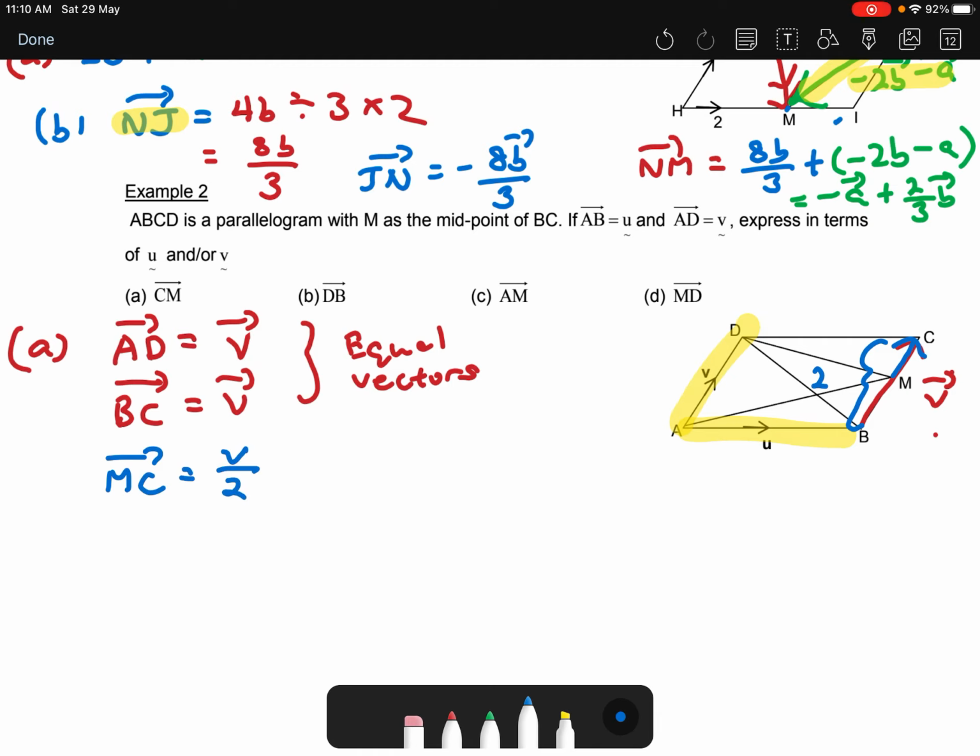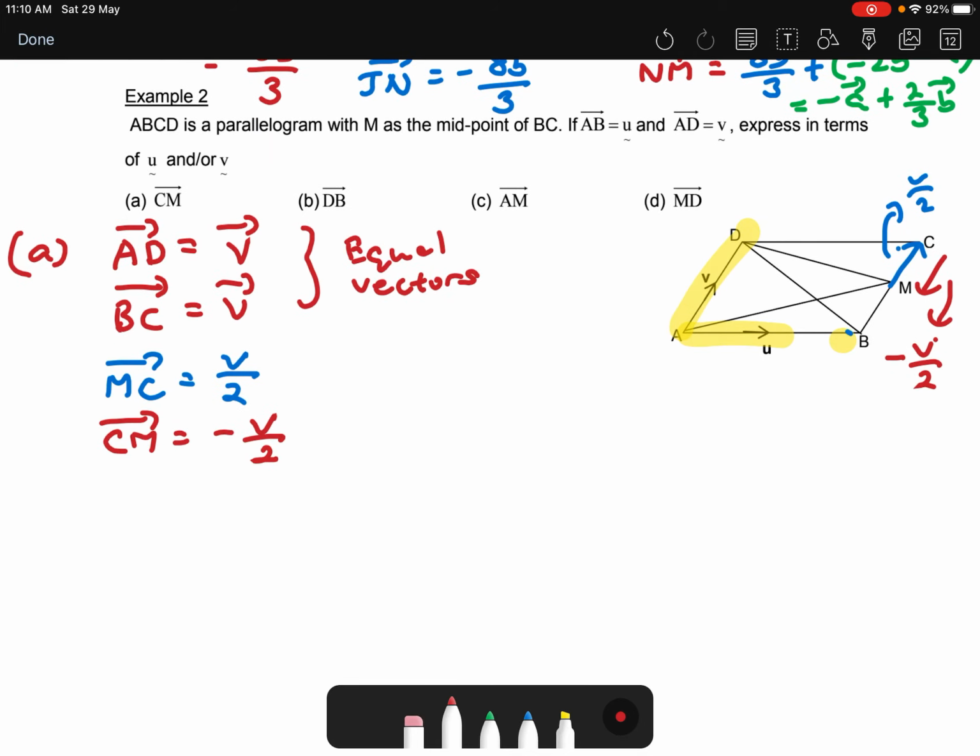But I want CM, right? So I simply just flip. Okay, because MC is right here. I want CM. CM is right here. So since your MC is equal to V over 2, your CM will be equal to negative V over 2. Alright, so CM is equal to negative V over 2. Okay, let's move on. B. I want DB, right? DB is right here.